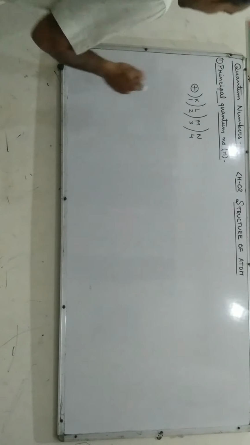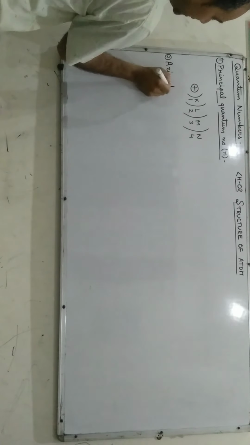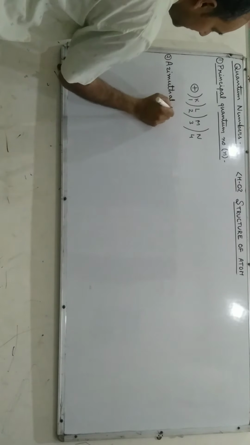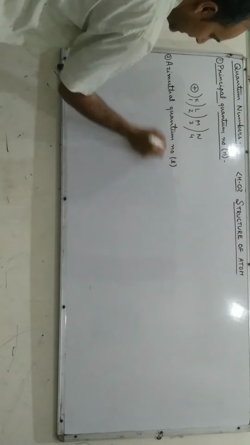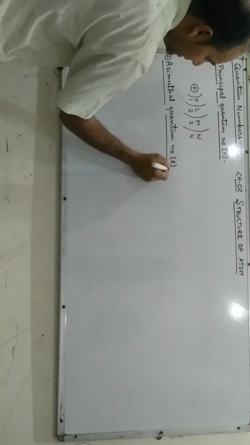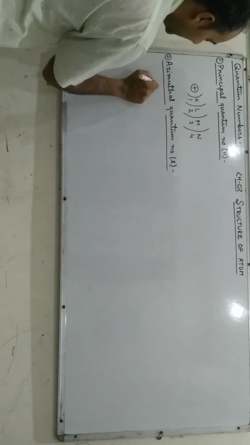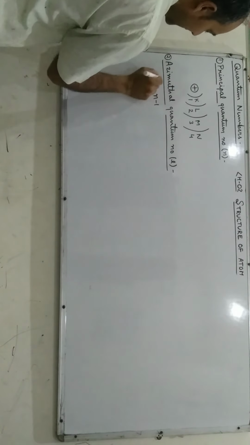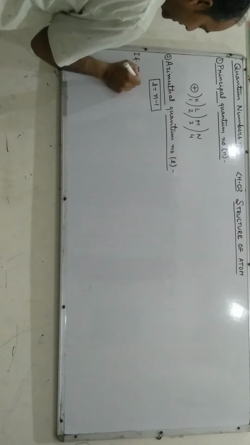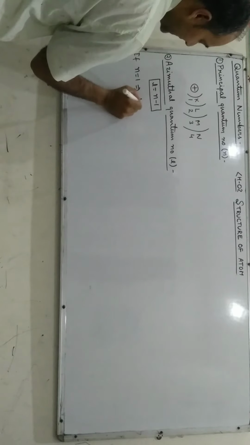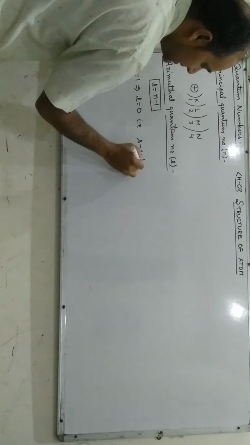The second type of quantum number is the azimuthal quantum number, represented by l. It indicates subshells. Its value is dependent on n, that is, l is equal to n minus 1. If we put n equal to 1, it implies l is equal to 0. It means the s subshell is there.